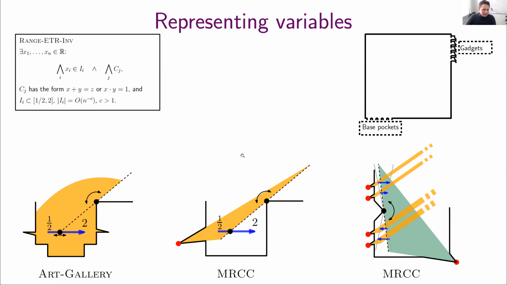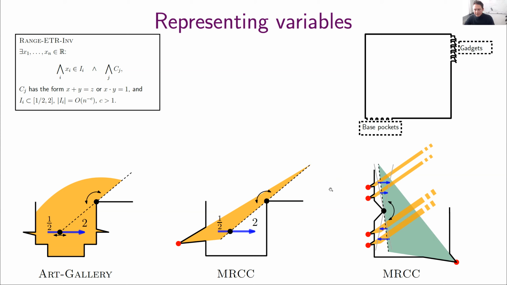In the art gallery paper, we could have one guard here that would see into multiple pockets here, and then we would have multiple copies of the same variable. That was important because we can have the same variable appear in a lot of these constraints. But that's not possible in the minimum convex cover problem, because if you have a piece that covers something in a gadget here, then it cannot also cover something in another gadget, because it has to be a convex piece.